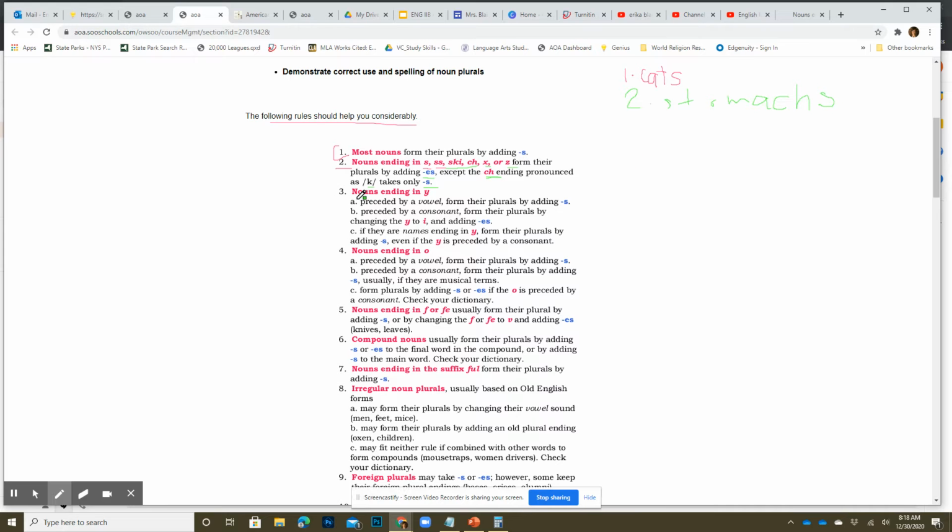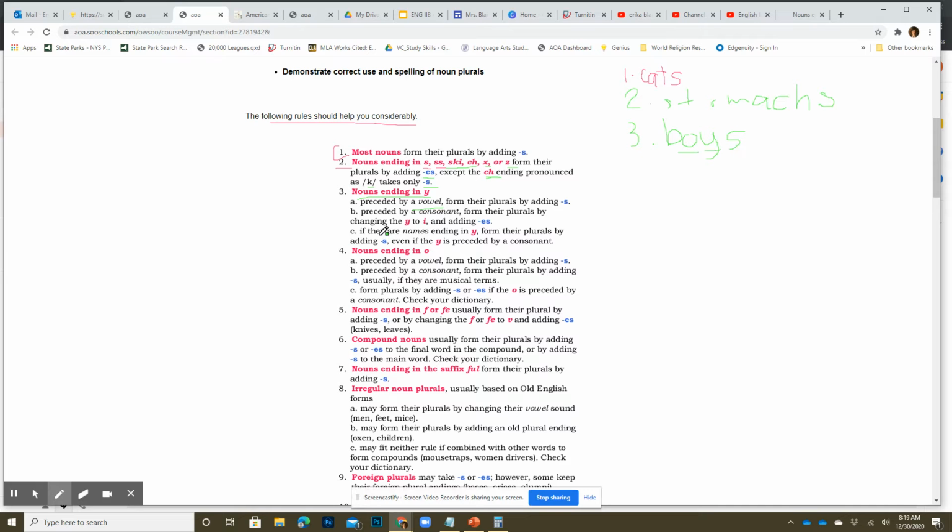Okay. If the noun ends with Y that's preceded by a vowel, in this case, a noun preceded by a vowel might be something like boy. Okay, we've got a vowel, O, and then a Y. So for that one, we would just add an S.